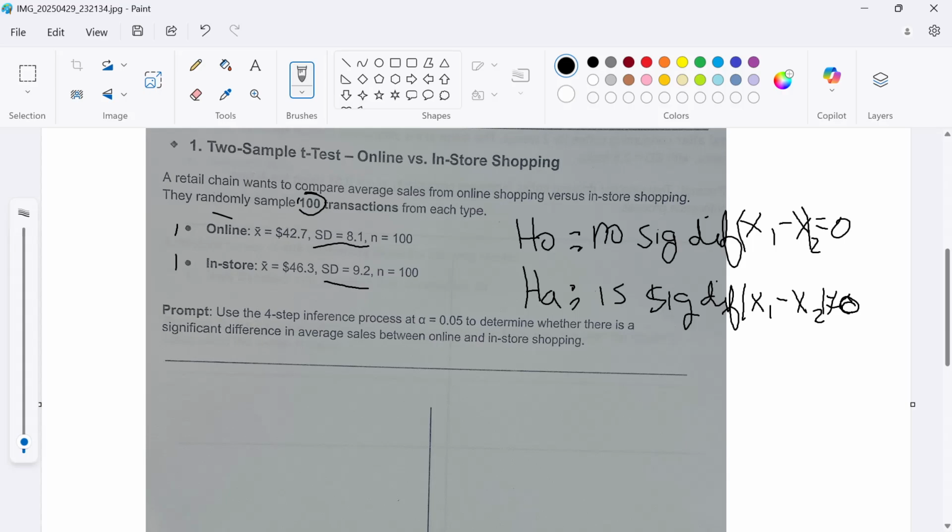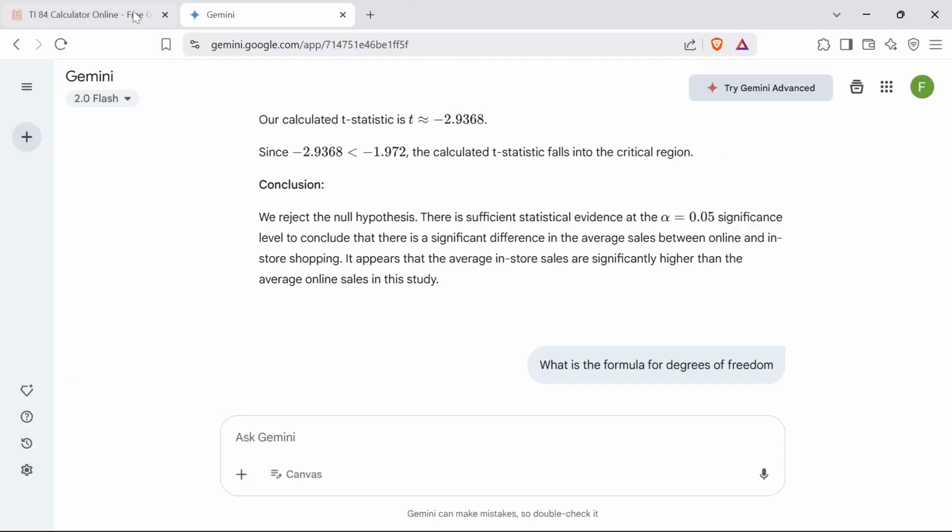So now, if my p-value is less than 0.05, I will reject the null hypothesis. If my p-value is greater than 0.05, I will fail to reject the null hypothesis. In that case, there will not be convincing evidence to say that there is a significant difference between the average sales for online and in-store shopping. But okay, let me enter this into the TI-84 and see what it comes up with.